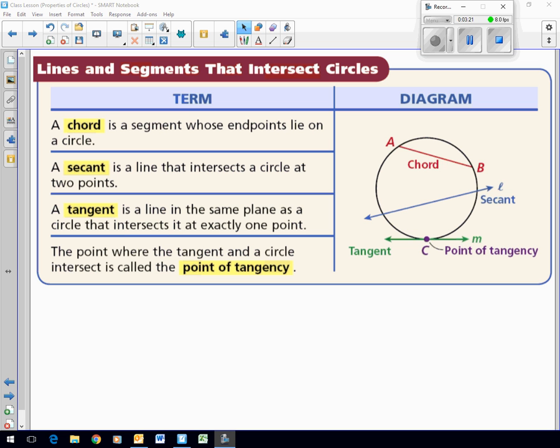So 3 things we've just learned: a chord, a secant, and a tangent. Won't lie, 80% of this unit deals with those 3 things. We're going to have a whole slew of properties that go with them. We're going to start creating angles, and we're going to talk about arcs. But really and truthfully, about 80% of all the stuff we do revolves around chords, secants, and tangents.